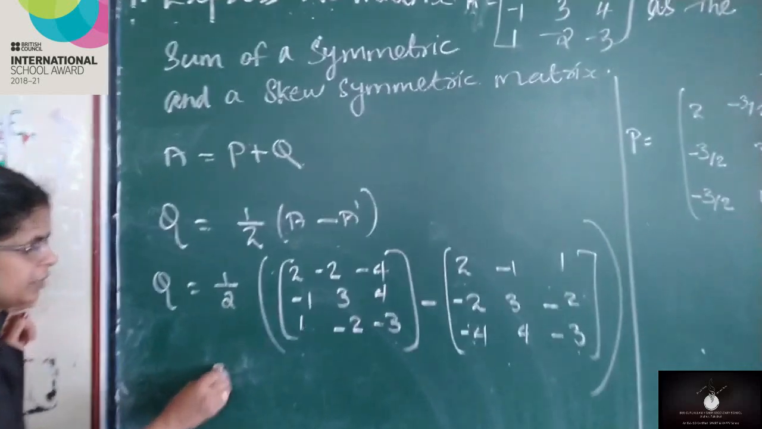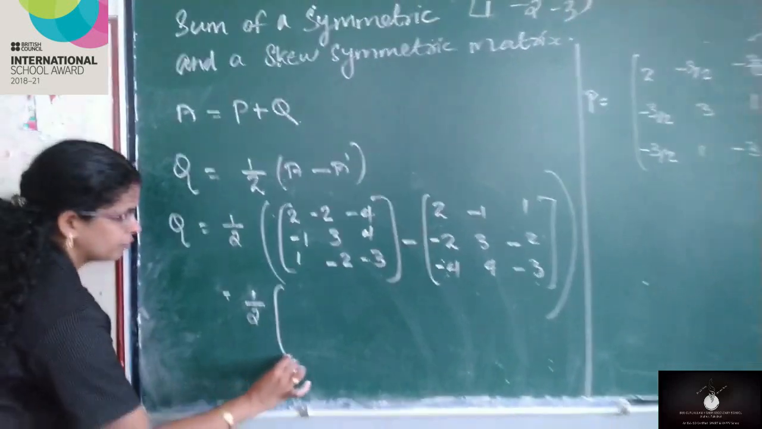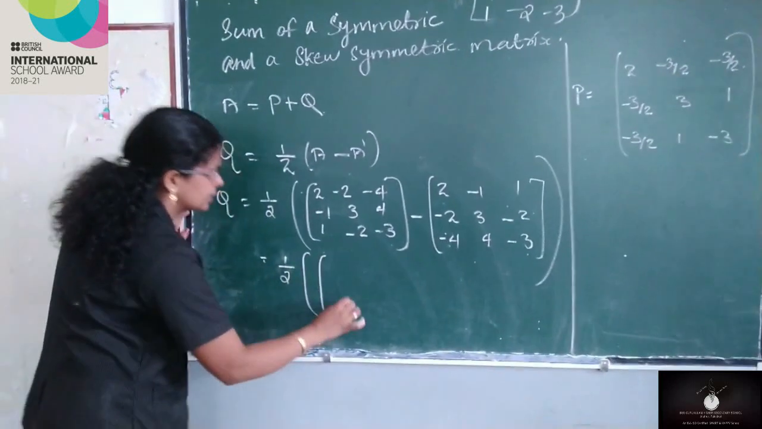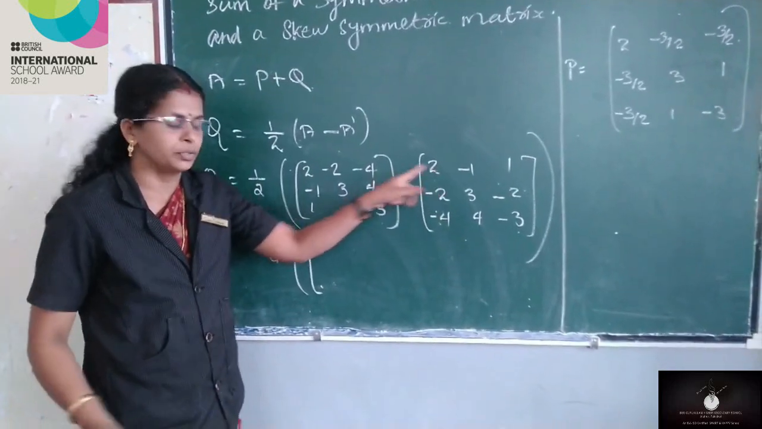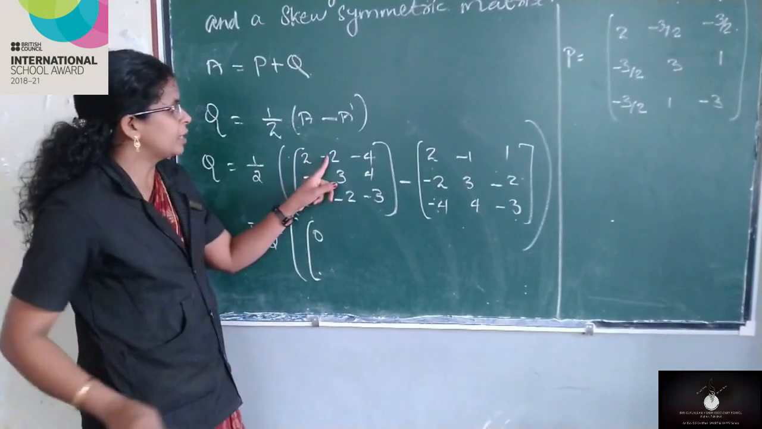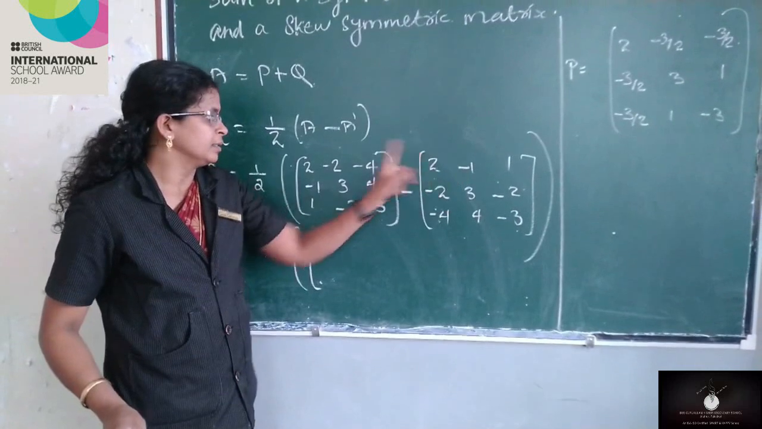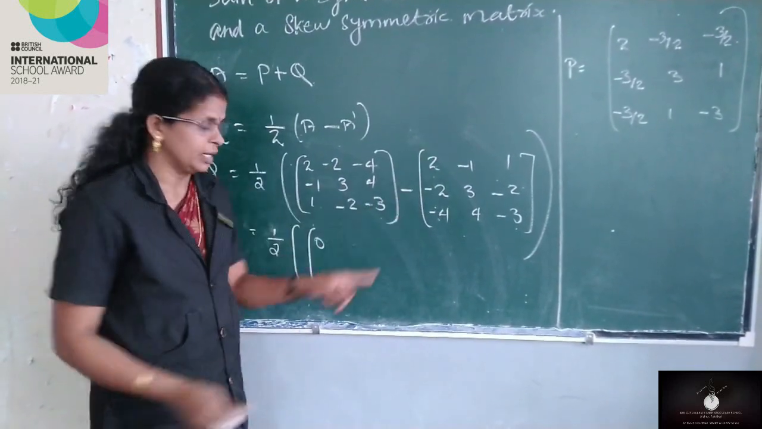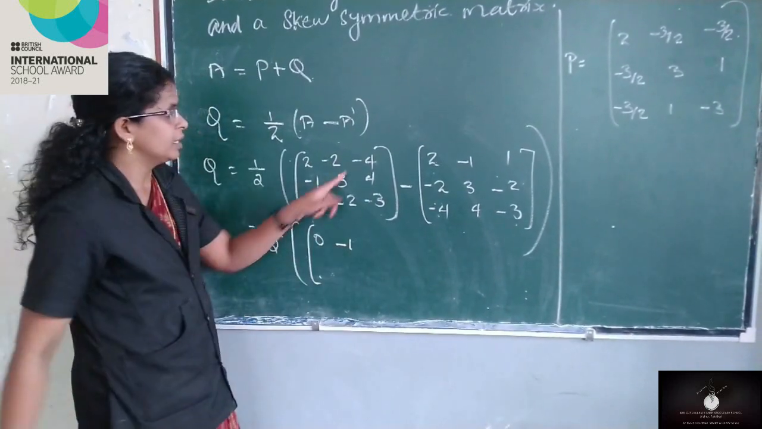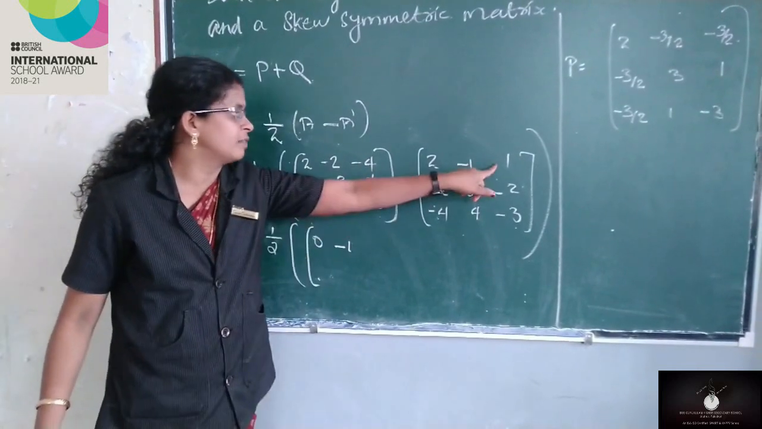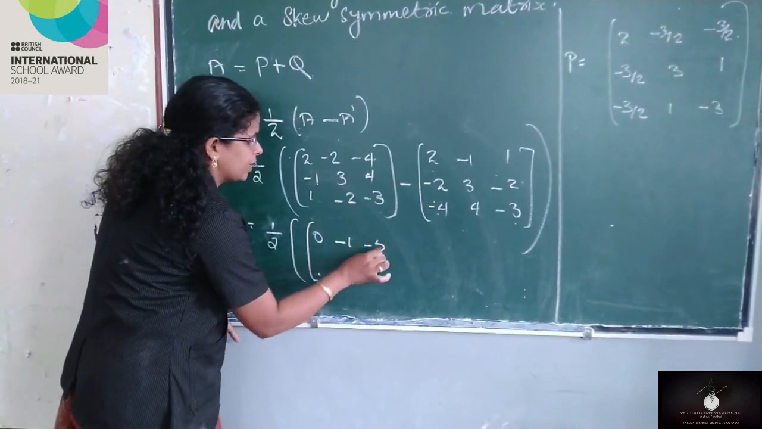Okay, so which is equal to 1 by 2 of matrix 2 minus 2, 2 minus 2 is 0. Minus 2 minus minus 1, that means minus 2 plus 1. Minus 2 plus 1 is minus 1. Minus 4 minus 1, that means minus 5.